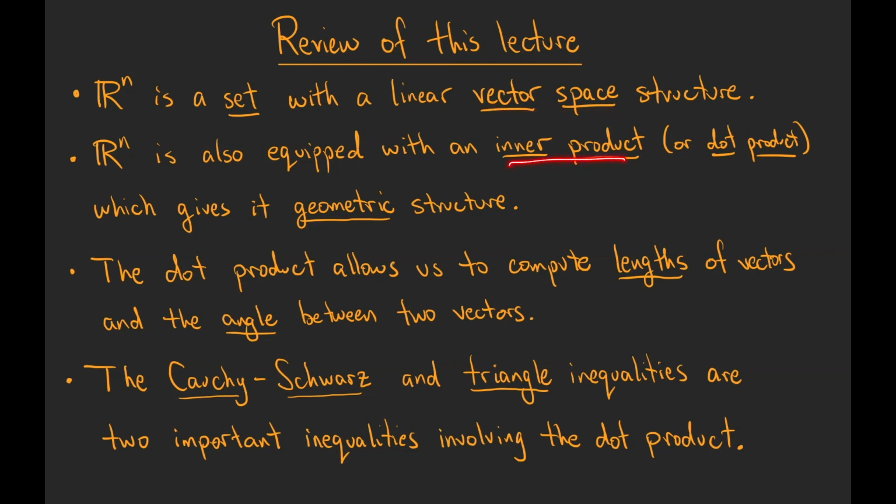Rn is also equipped with an inner product, or dot product, and this gives it a geometric structure. The dot product allows us to compute the lengths of vectors as well as the angle between two vectors. And we also learned the Cauchy-Schwarz inequality and the triangle inequality. The triangle inequality is an easy consequence of the Cauchy-Schwarz inequality. And the Cauchy-Schwarz inequality is a very important inequality involving the inner product.